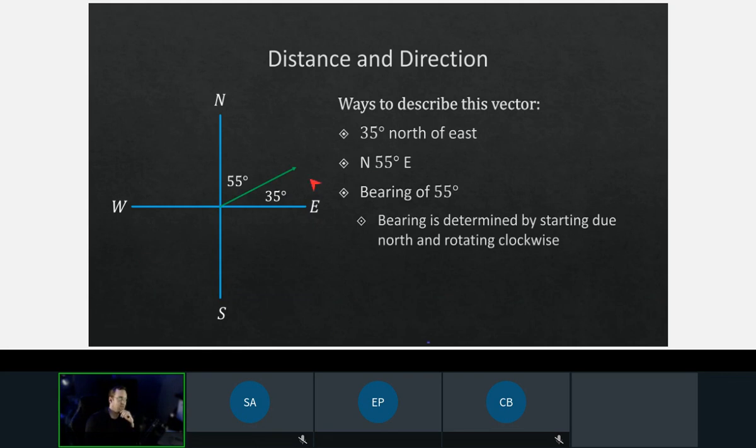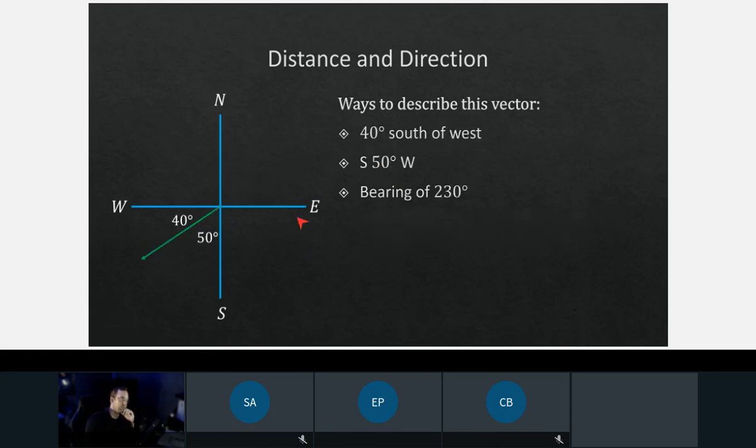Going back to this first one here, you're starting on the north side and you're rotating 55 degrees to the east. This one here, you're starting on the south side, and you are rotating west 50 degrees.